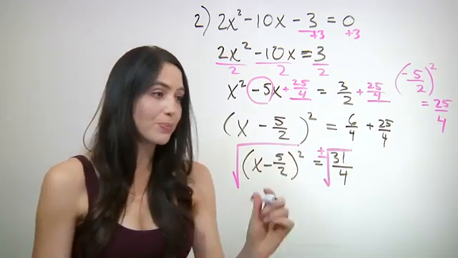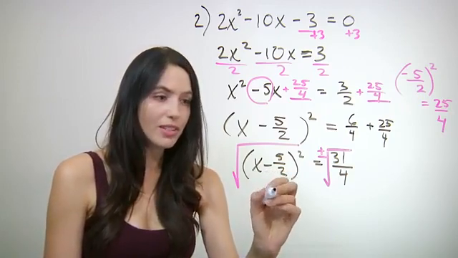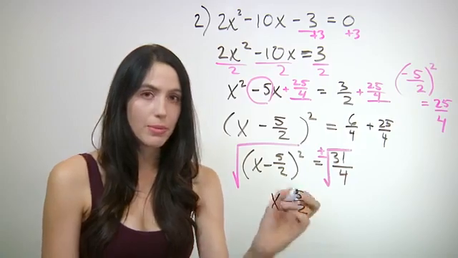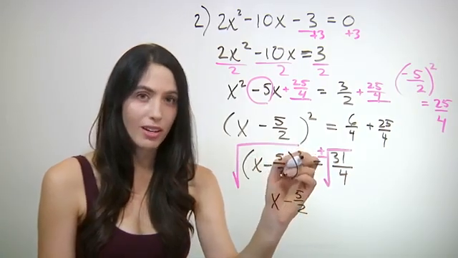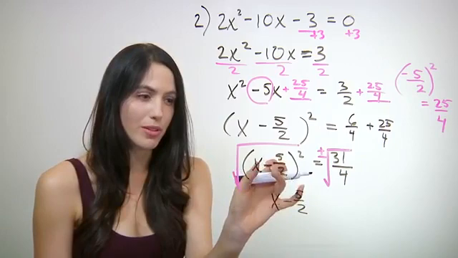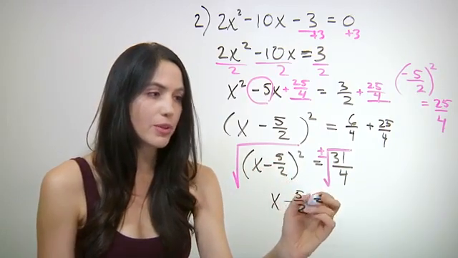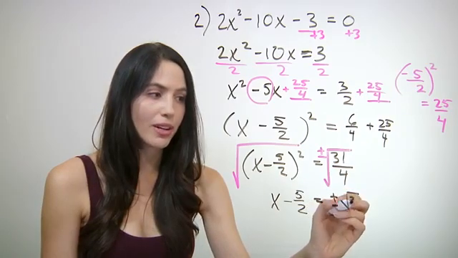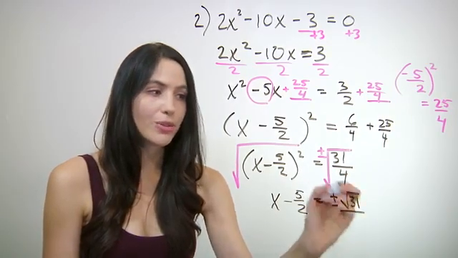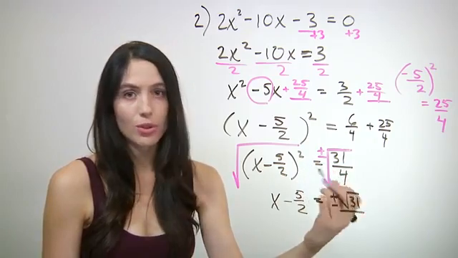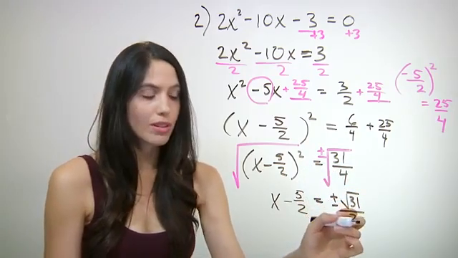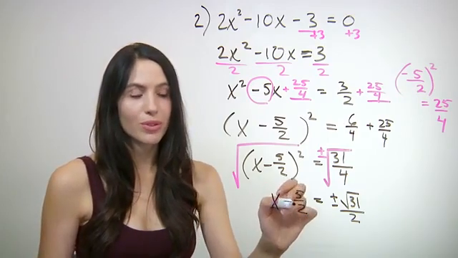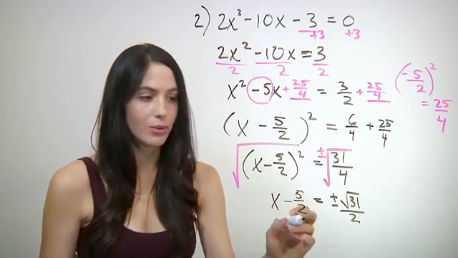What that leaves you on the left is just x minus 5 halves, because your square root undid the square, and you just have what's left inside the parentheses. So x minus 5 halves equals plus and minus square root of 31 over square root of 4, which you can just write as 2. Then you'll want to use some simple algebra to move this constant over so you have x alone.